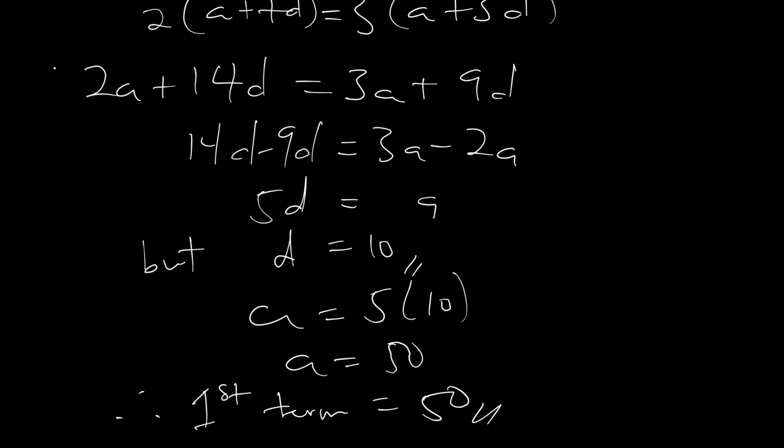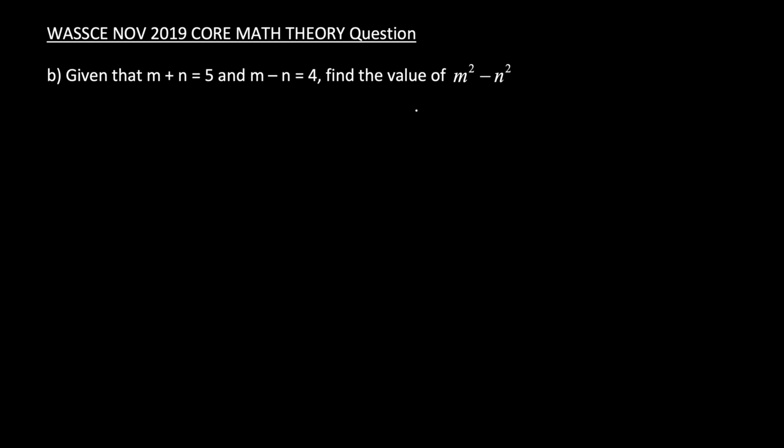So moving on to question 8b. Given that m plus n is equal to 5 and m minus n is equal to 4, find the value of m squared minus n squared. So we have our solution.